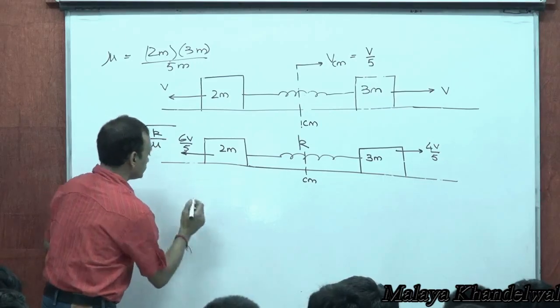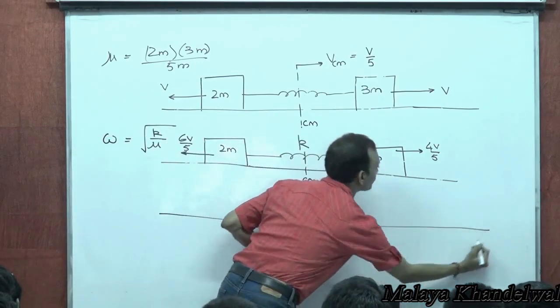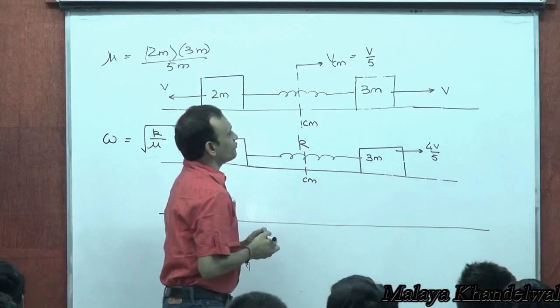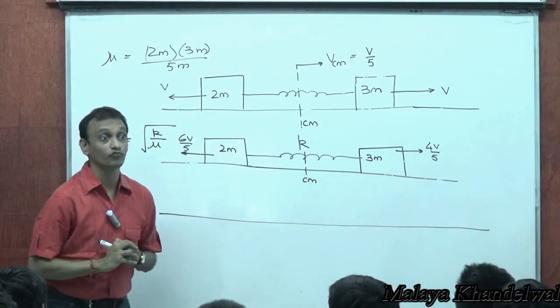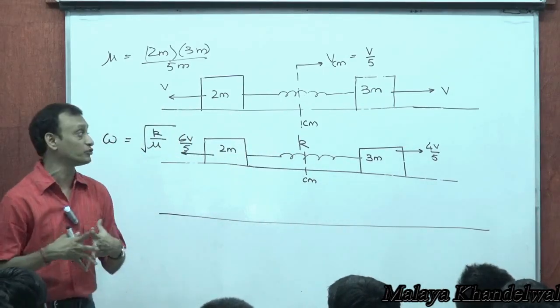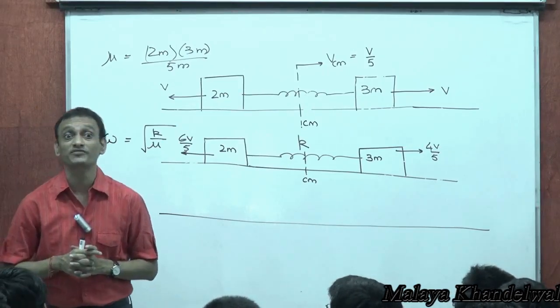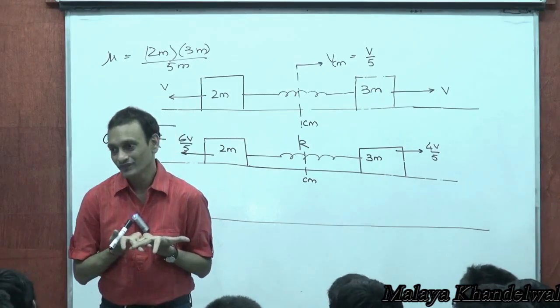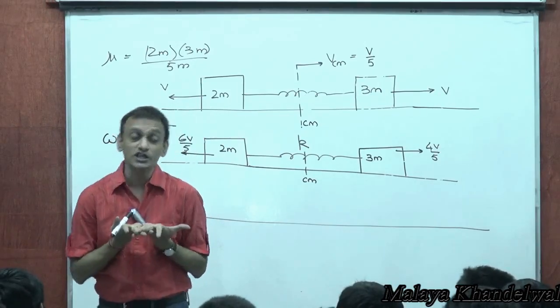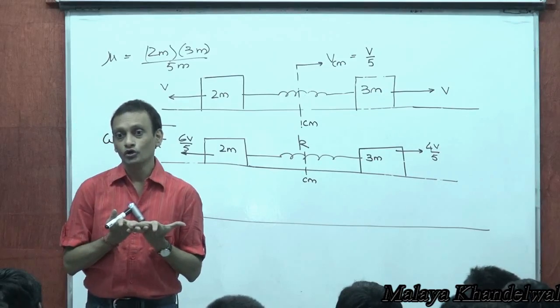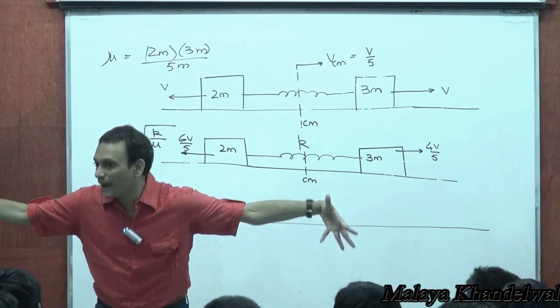After a while, what would be a state of maximum elongation for the spring? When the velocity of the two masses in the center of mass frame becomes zero. Then the spring would have reached its maximum elongation.